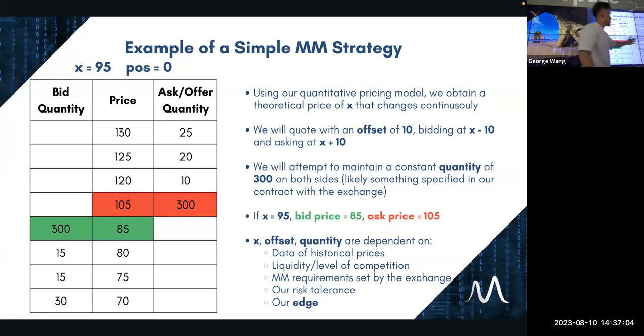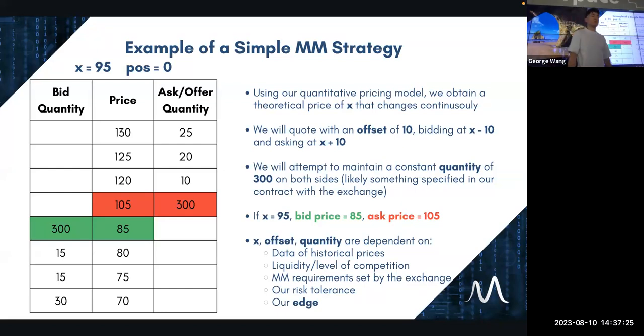The requirements by the exchange would affect the quantity. Maybe it wouldn't be 300. Maybe if the exchange is very strict, it'll be something like 1,000, I don't know. Our risk tolerance: so if you're very risk averse, if you don't want that much risk, would you go for a higher offset or a lower offset?